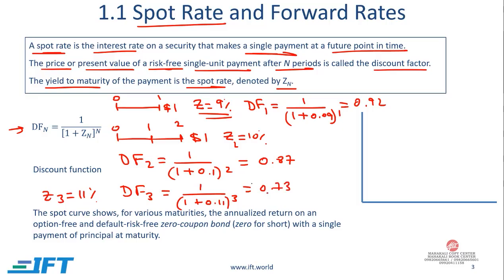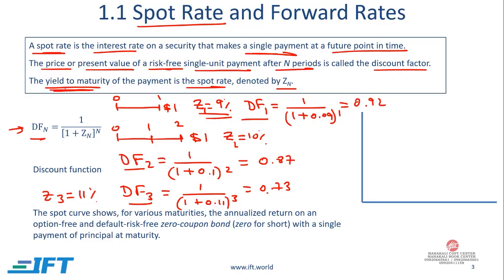So what have we done? We have 3 different spot rates. Z1 is equal to 9%, Z2 is 10%, Z3 is 11%. And based on these 3 spot rates, we've calculated 3 different discount functions, DF1, DF2, and DF3. So hopefully the concept of spot rate and the concept of a discount function is very clear. Now let me emphasize the meaning of this yield to maturity. What does this mean?